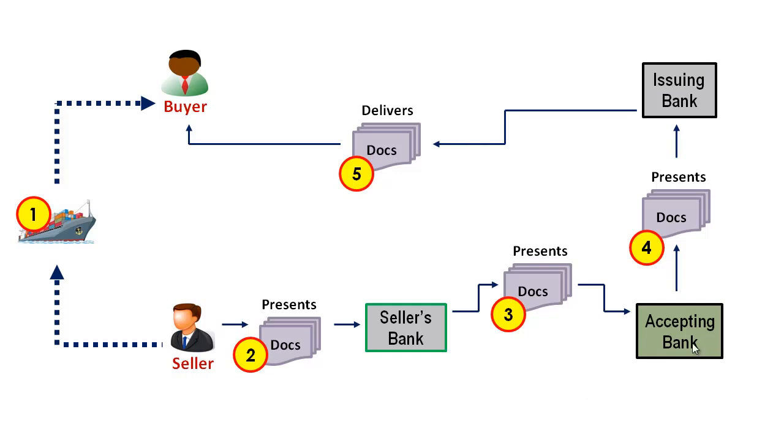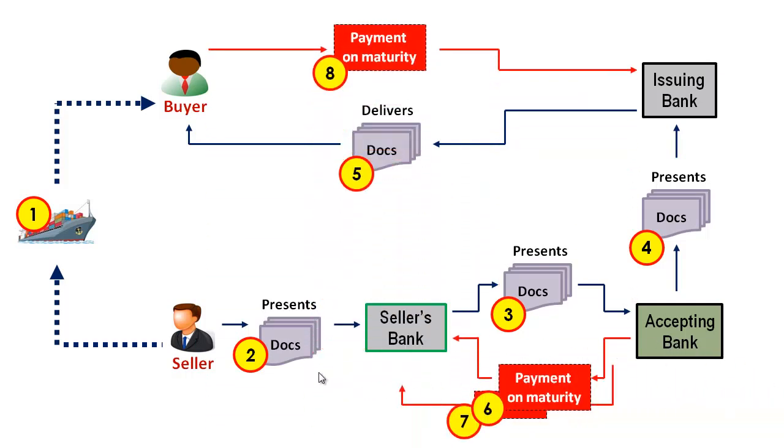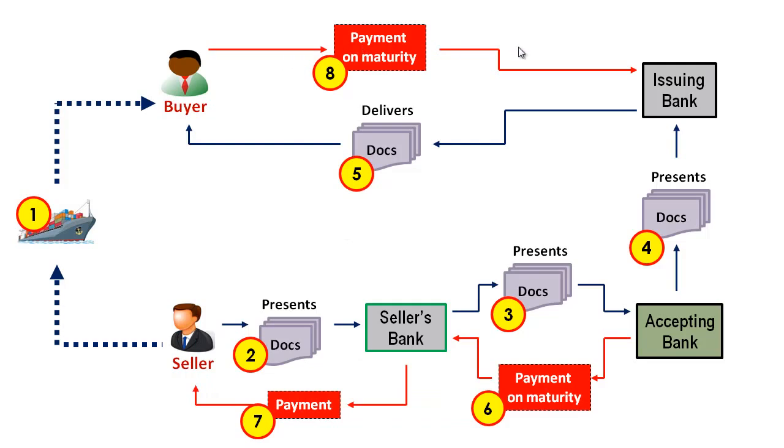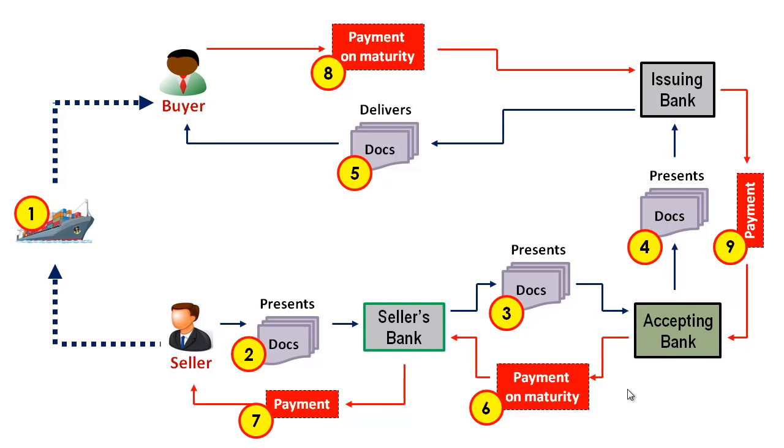On maturity date, the accepting bank will pay the seller through his bank, and the buyer will pay the issuing bank, and the issuing bank will reimburse the accepting bank. This is how the presentation of documents and payment are made under acceptance LC. As you can see here in this illustration, it is quite a straightforward and simple process. The same illustration also applies to deferred payment LC, where the payment under deferred payment LC is also made on maturity date, but without the use of bills of exchange.